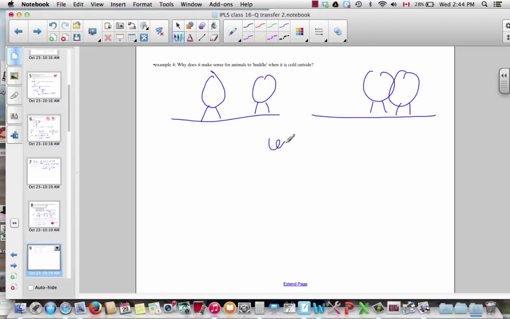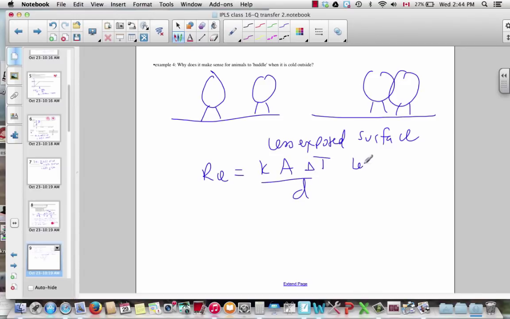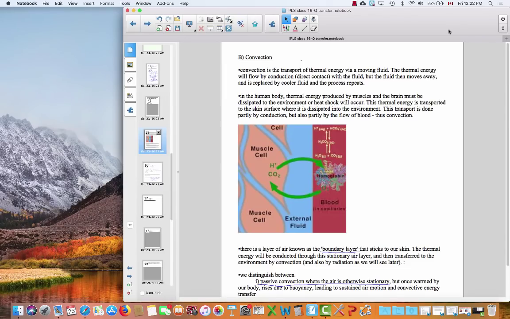Well, with less exposed surface area, the rate of thermal energy transfer, which depends on the exposed surface area, is lower, so there's a lower rate of energy loss to the environment. That's why. So having spent some time looking at the conduction of heat, we next look at another means for transferring thermal energy, convection.